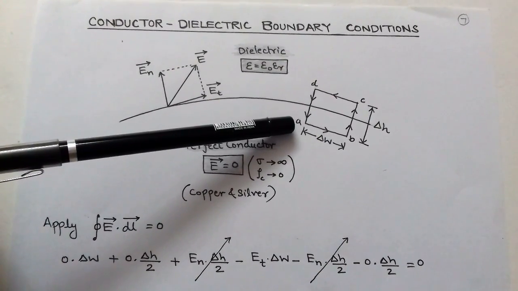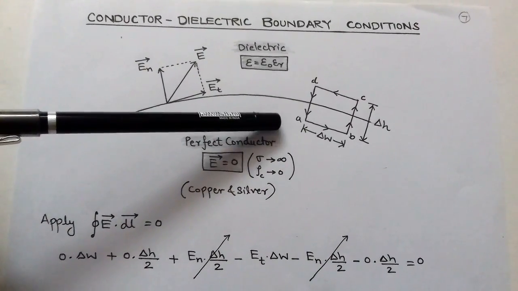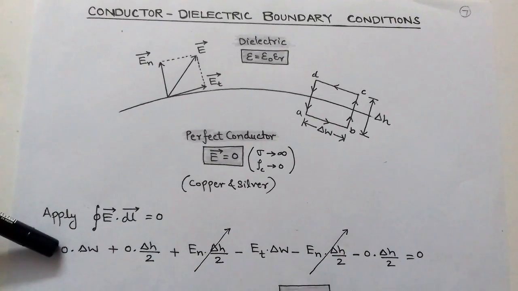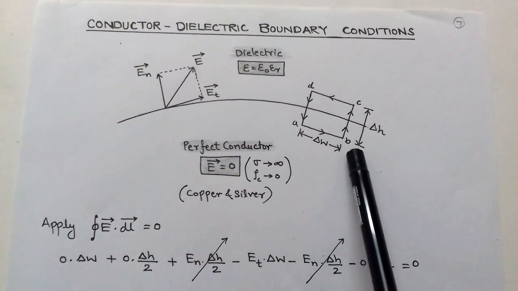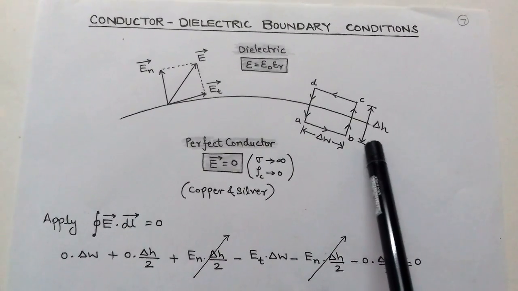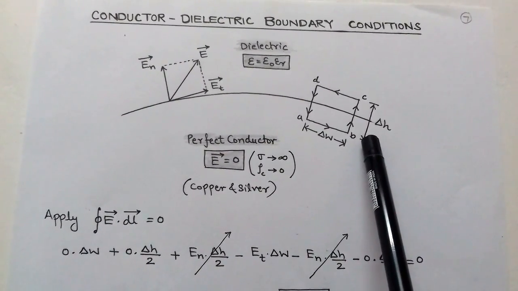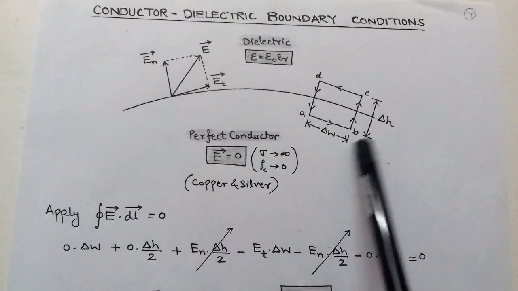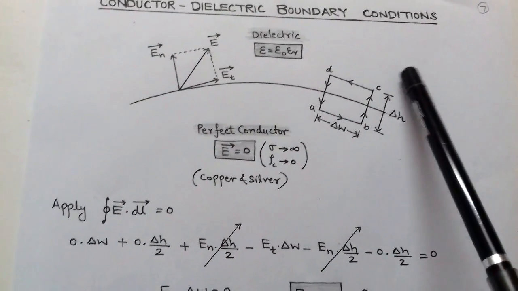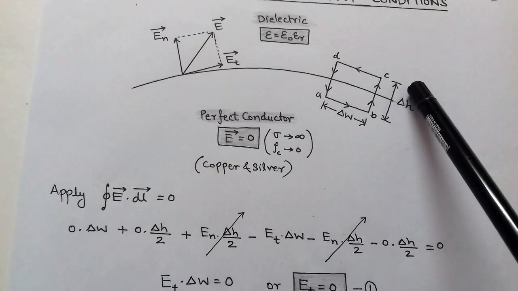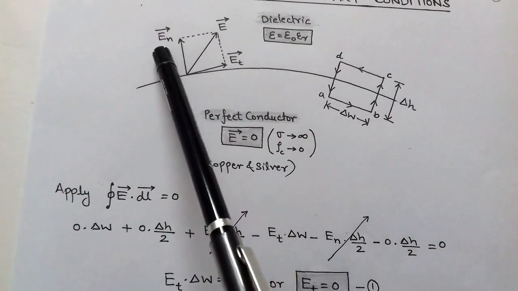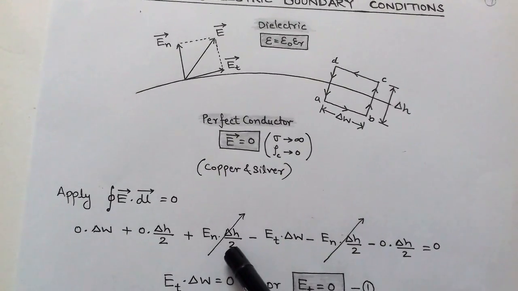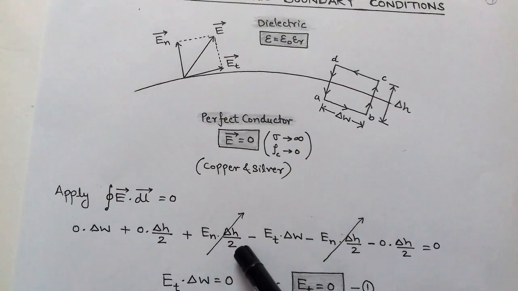similar to the dielectric-dielectric boundary conditions. After applying this equation, in path AB there is no field, so 0 into delta W. Towards path BC, half of the path is within region 1, that is within region perfect conductor, so delta H by 2 into 0, and half of this path is within region 2, but in this case there is an electric field, that is the normal component, En dot delta H by 2, where dot means multiply En into delta H by 2.